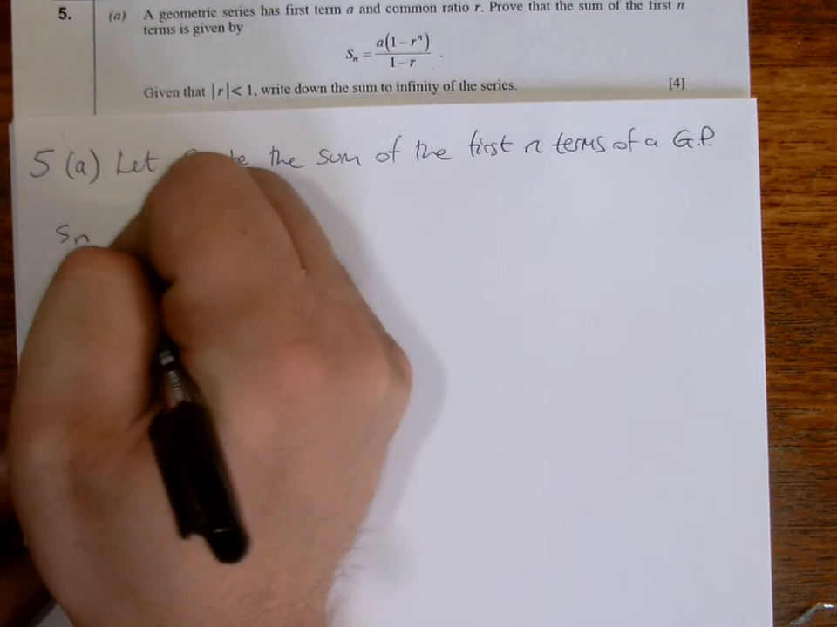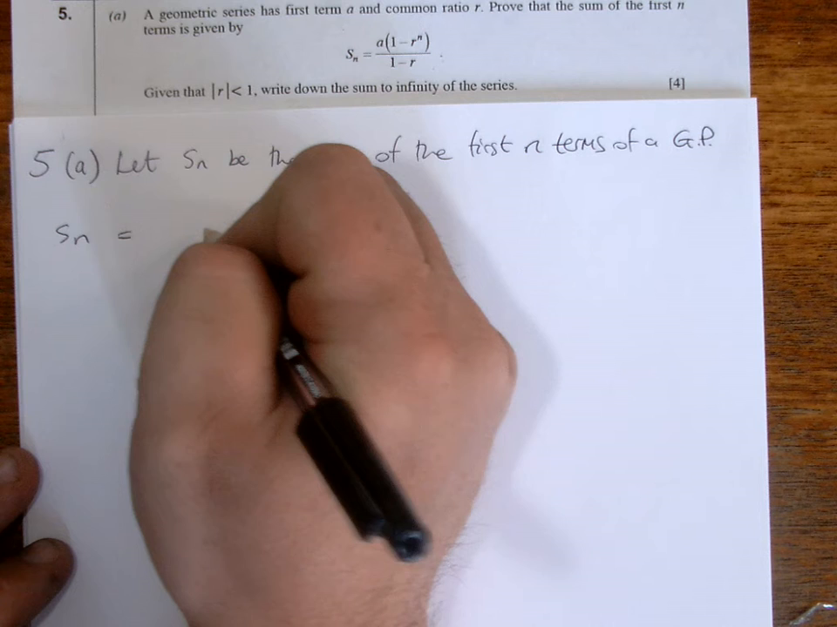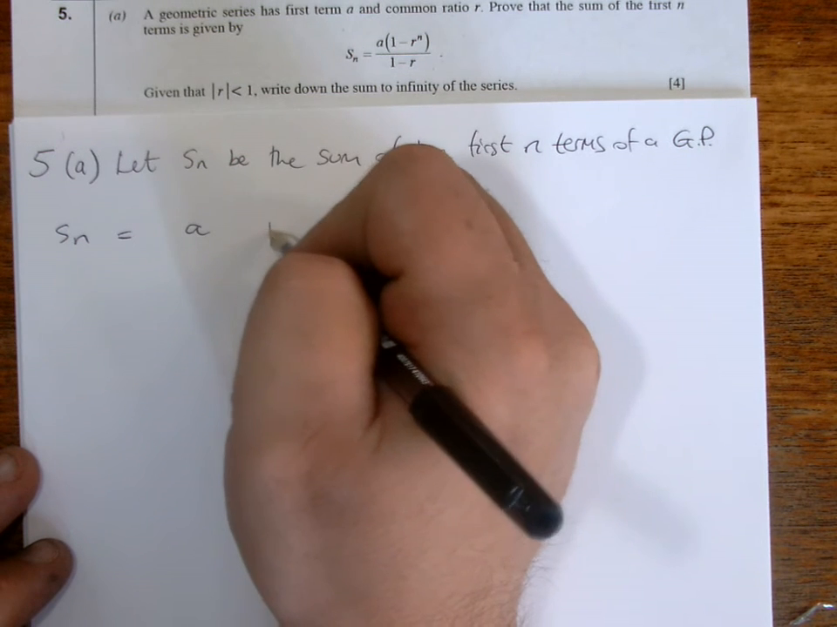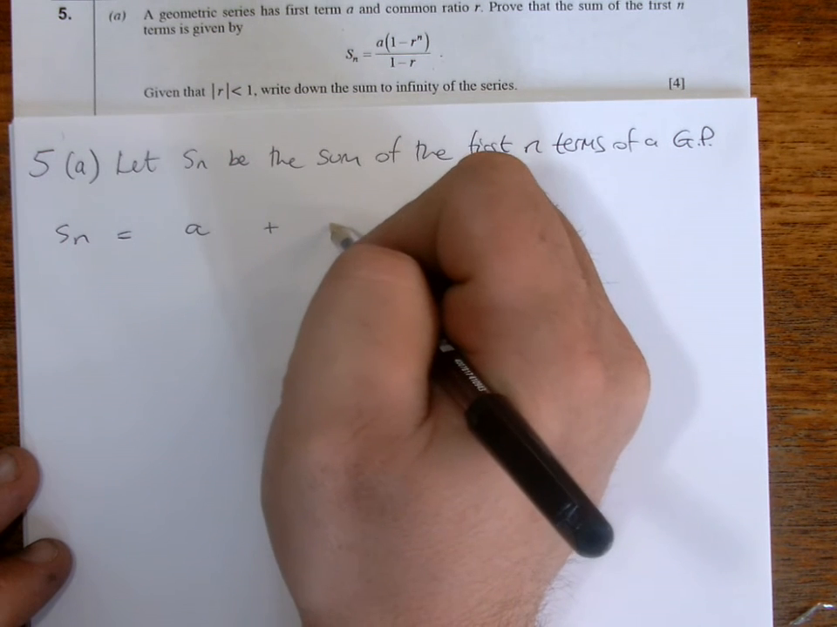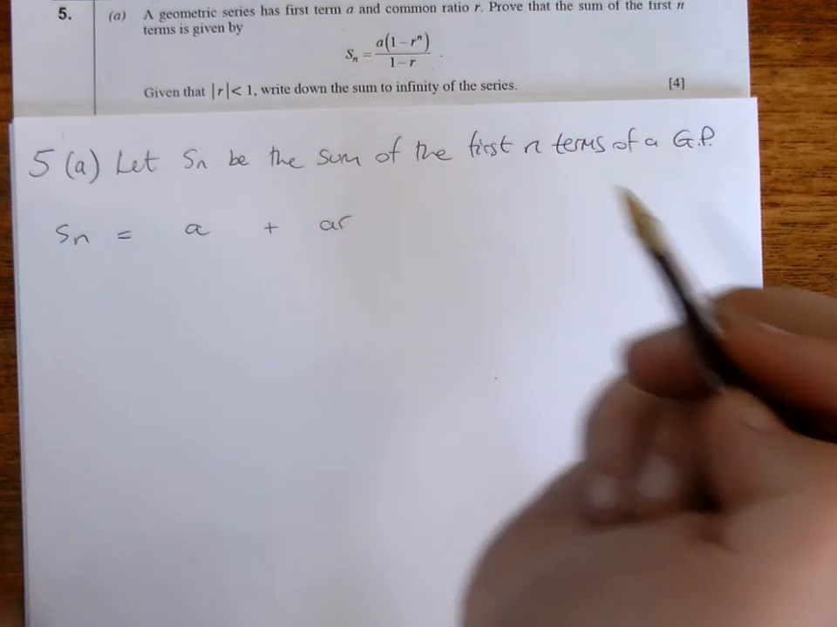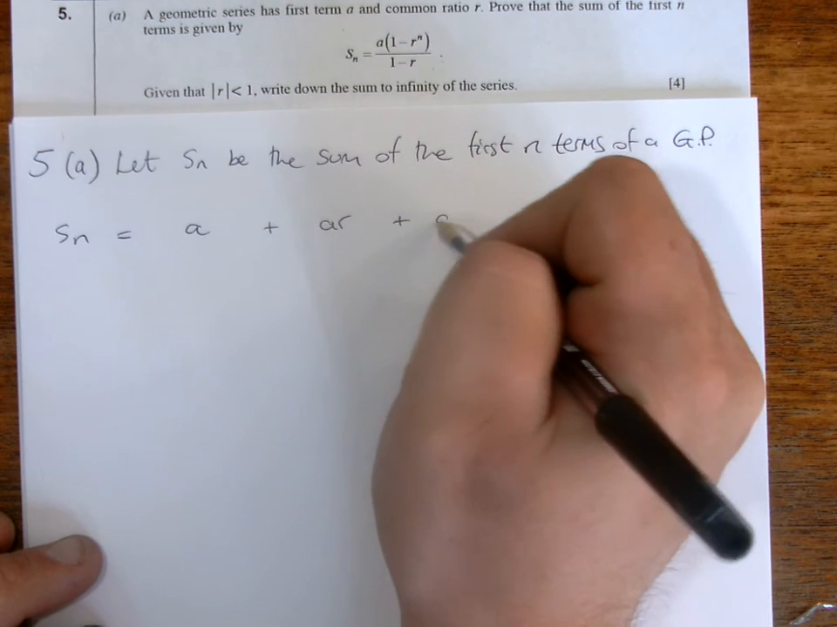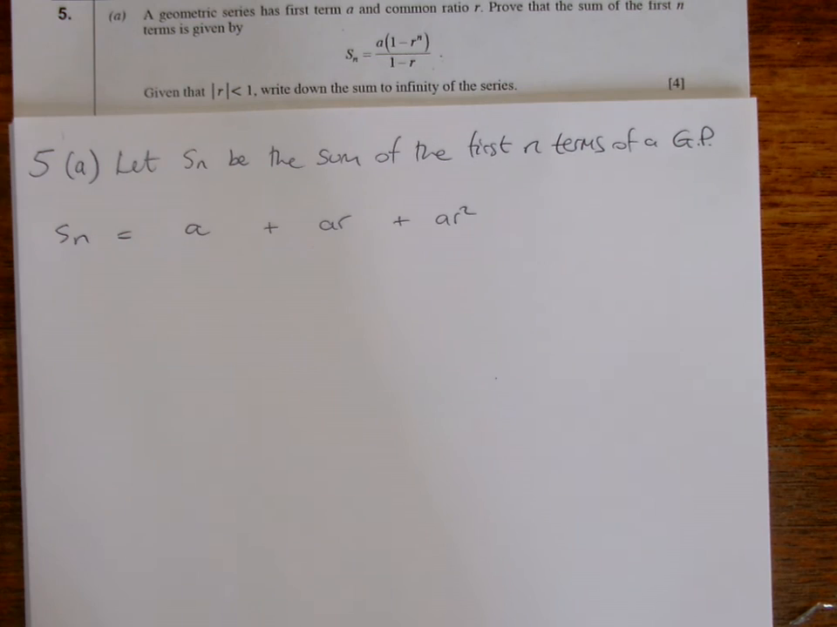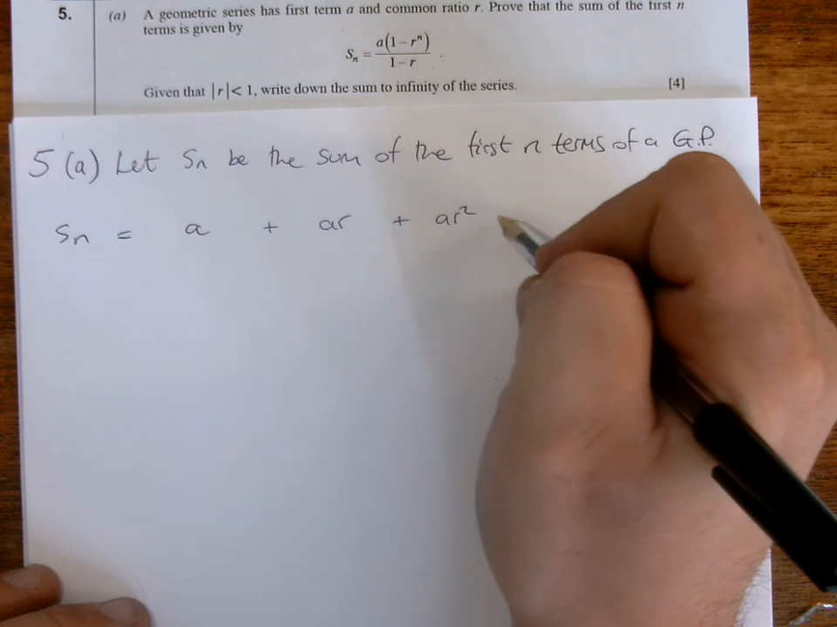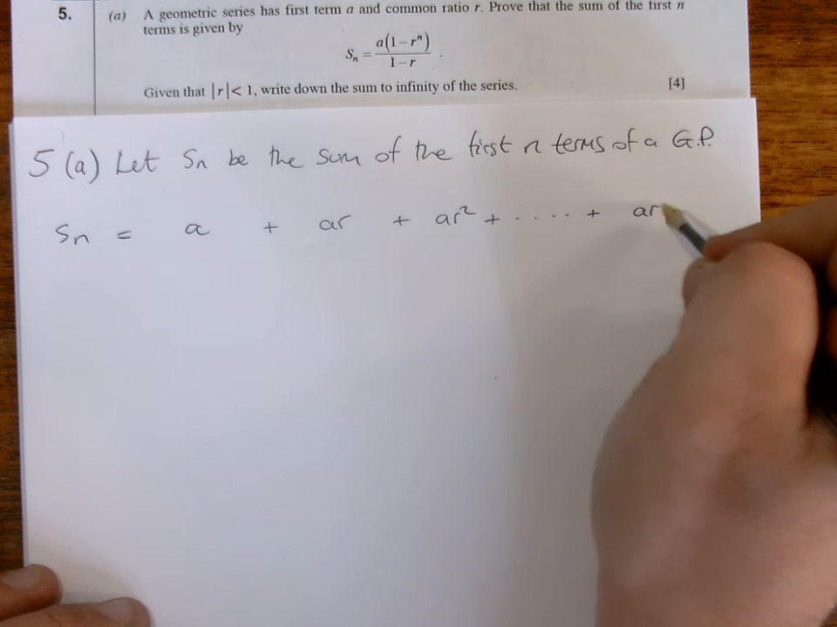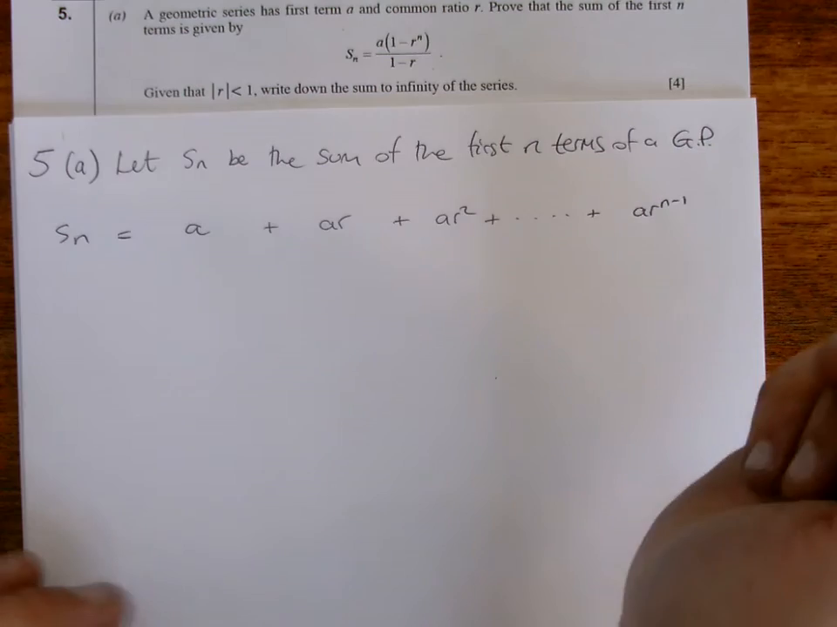Well, Sn, of course, will be, the first term is A, isn't it? To get the second term, I've got to times it by the ratio r. So ar. And to get the third term, I have to do ar squared. Then to get the fourth term, times it by r again, to be ar cubed, and so on. So we keep on going like this until we get to the nth term, which would be ar to the power n minus 1.